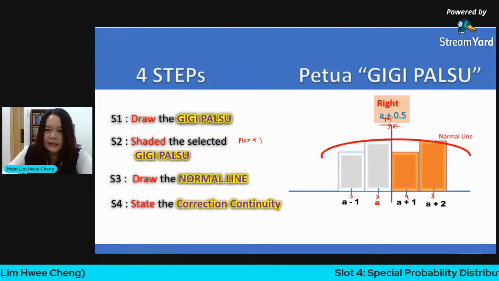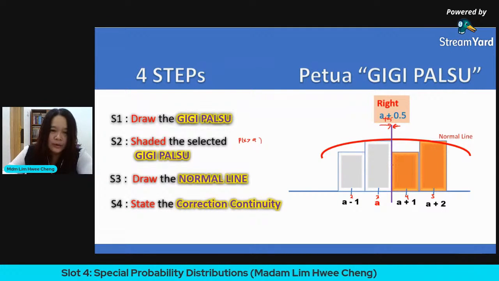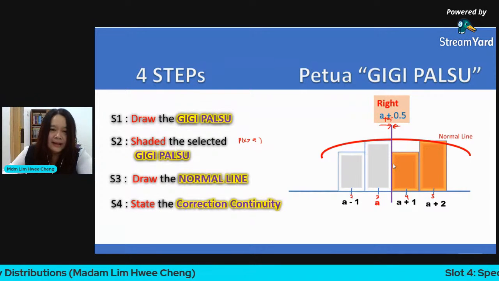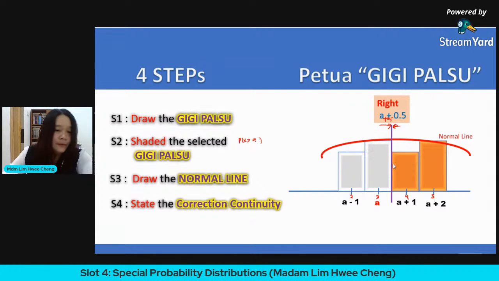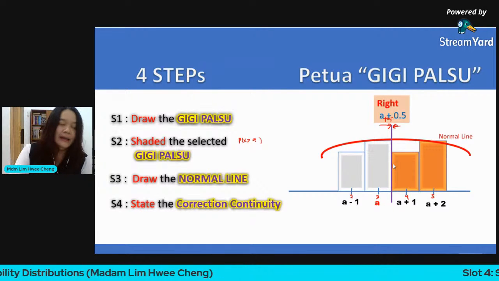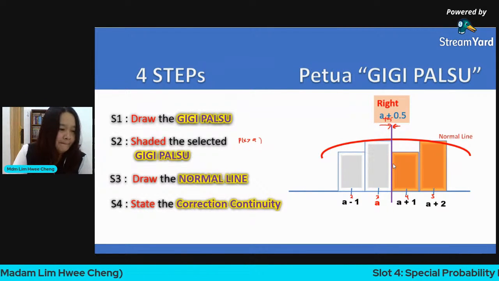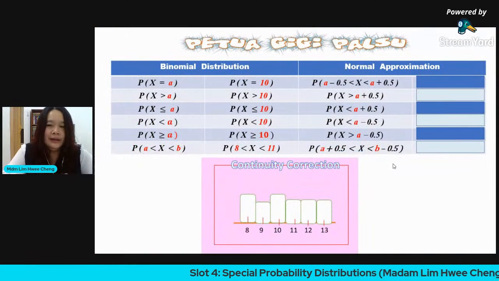We read based on the cutting point here, after your shaded region. Step 1, we draw the gigi. Step 2, we shade the selected gigi that you want based on the question. Step 3, we draw the normal line. And step 4, we state the continuity correction formula. Okay, clear? So for now, we have a try.